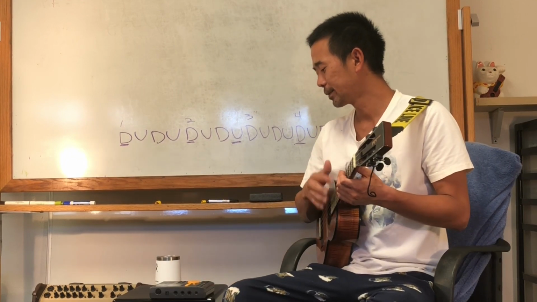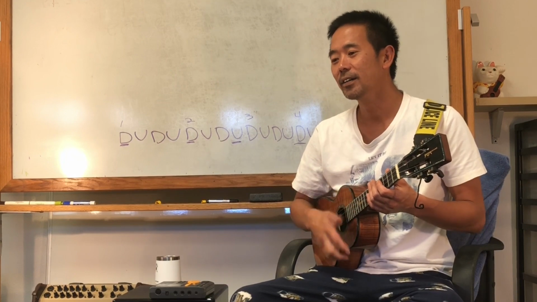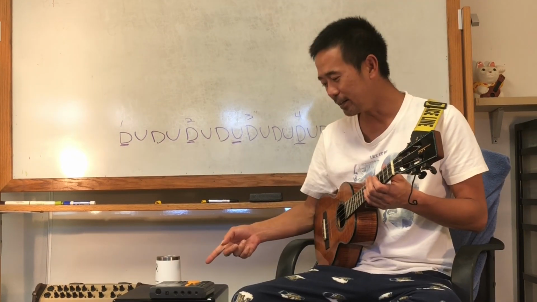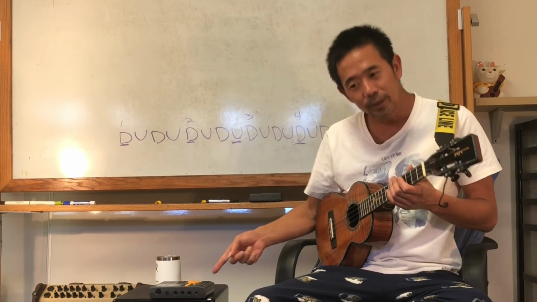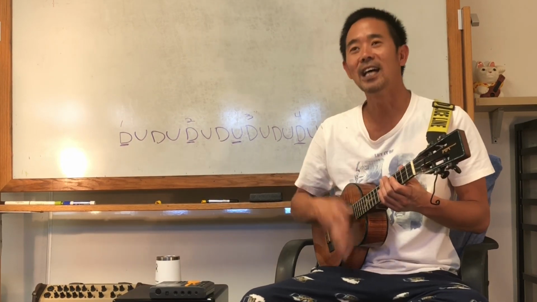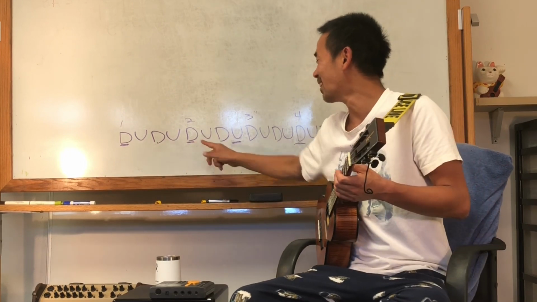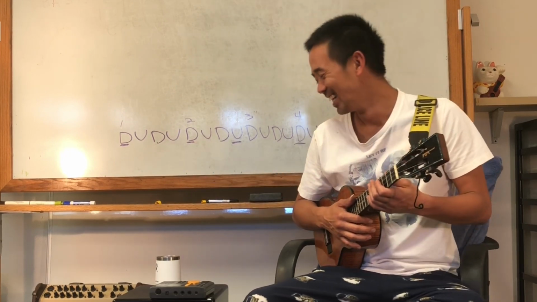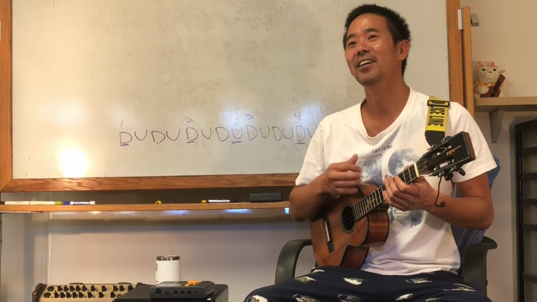One, and up, two, and up, three, and up, four. Okay, listen to this. Down, one, and up, down, two, and up, three, and up, four. Okay, one more time. Down, one, and up, down, and up, three, and up, four. Do you hear it? I keep saying down, up, sorry. One more time. Down, one, and up, down, two, and up, three.